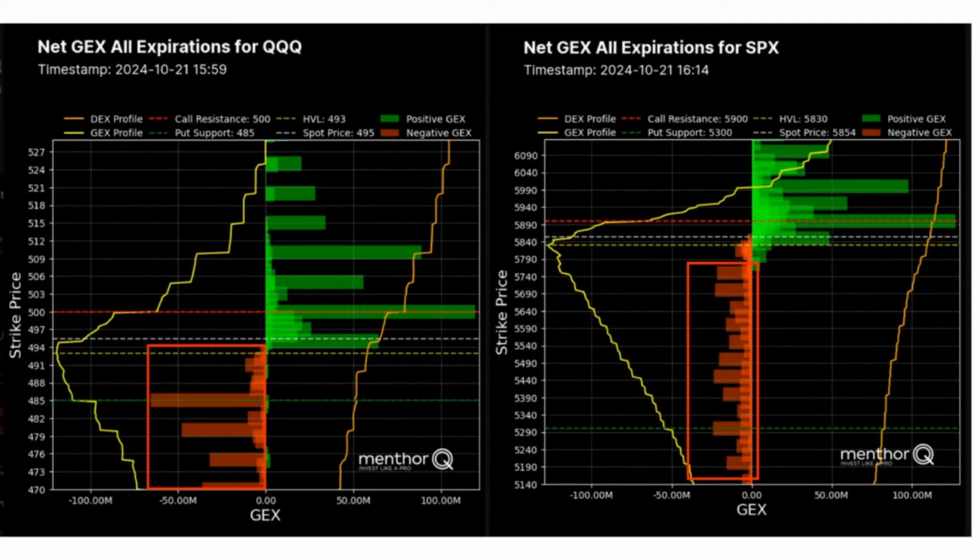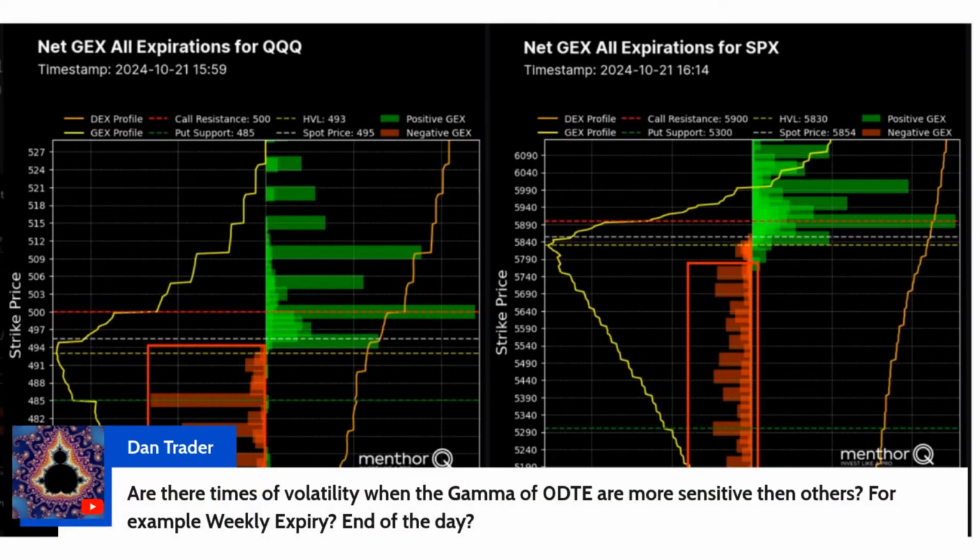And I think we get a good question from Dan Trader. I think we can bring this in now because it's a good one. So, are there times of volatility when the gamma of zero DTEs is more sensitive than others? For example, weekly expiry, end of the day.